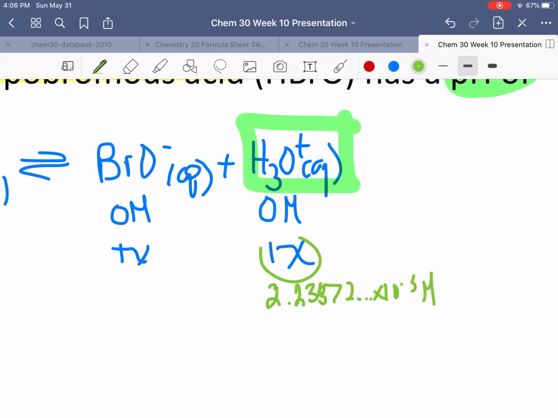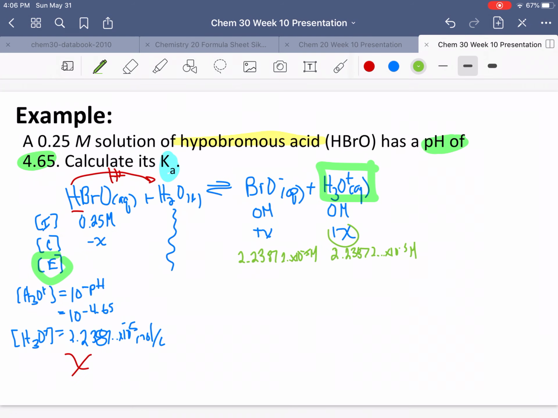If that's what hydronium went up by, these things are 1 to 1. So the bromite went up by the same thing. In other words, it's also 2.23872... times 10 to the negative 5 molarity. Sorry, my pen's going out there. Now, what about the hypobromous acid? You can see how this has changed as well. We've figured out the value for X, right? So ultimately, we need to take the original concentration, that 0.25, and subtract the 2.2387... Subtract the X.